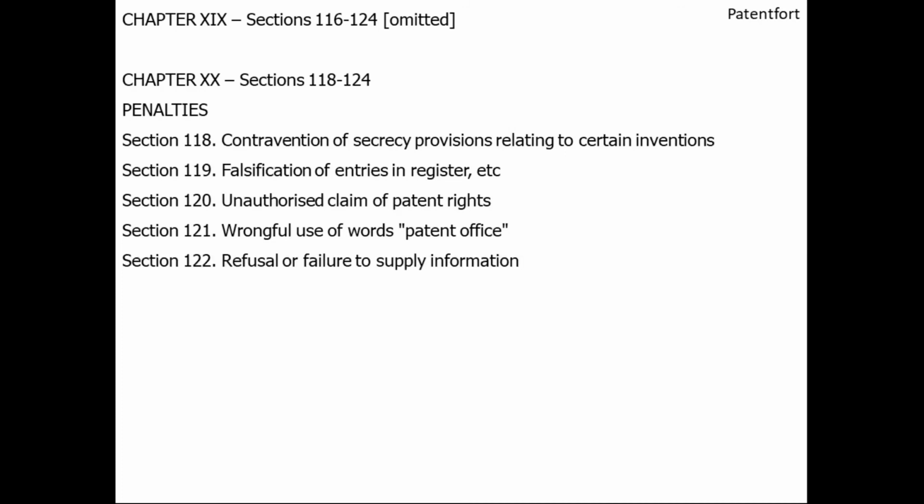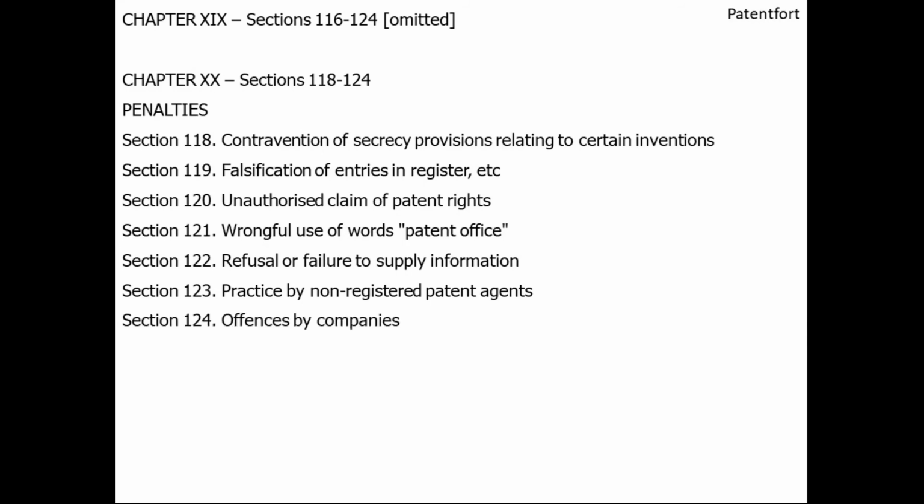Section 122. Refusal and failure to supply information. Section 123. Practice by non-registered patent agents. Section 124. Offences by companies.